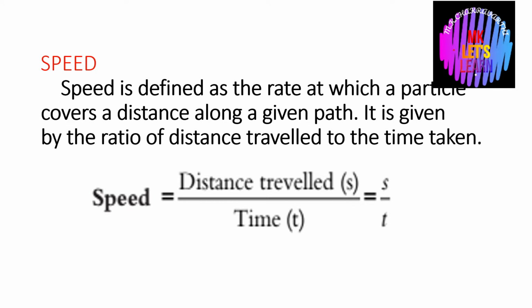Here we need to define the concept of speed. Speed is defined as the rate at which a particle covers distance along a given path. It is given by the ratio of distance traveled to the time taken. The formula to denote speed is distance traveled divided by time taken. Speed is equal to s by t.